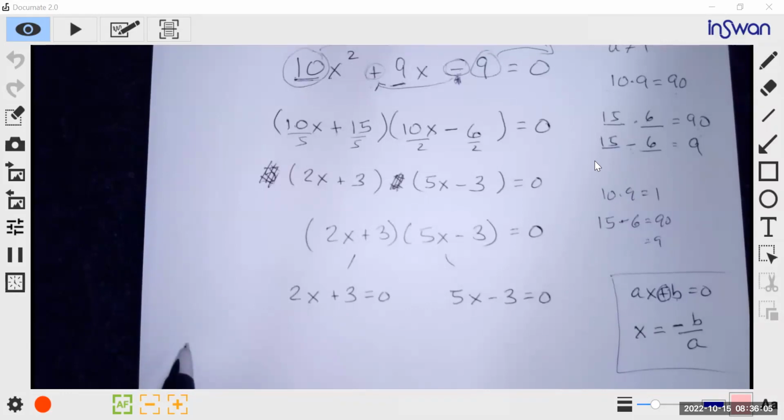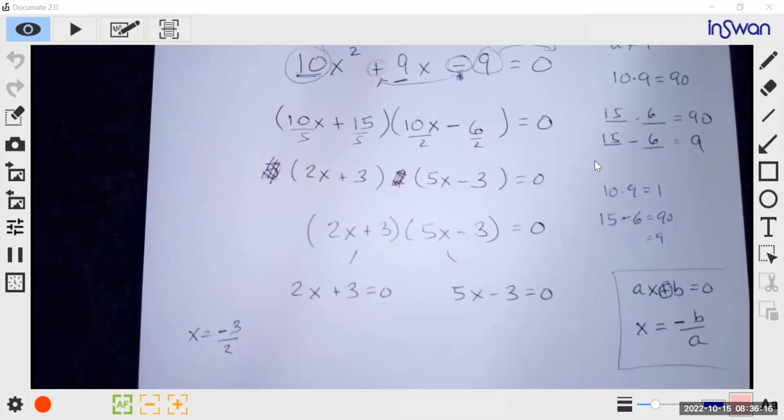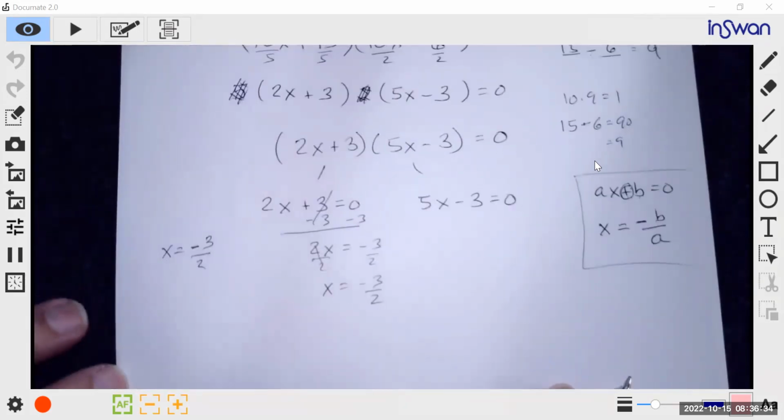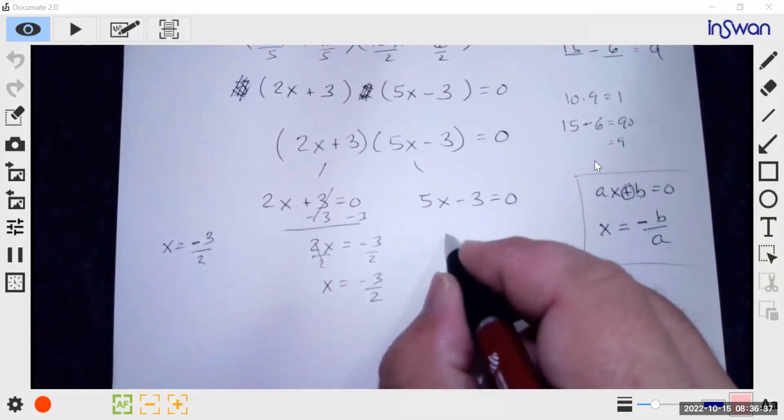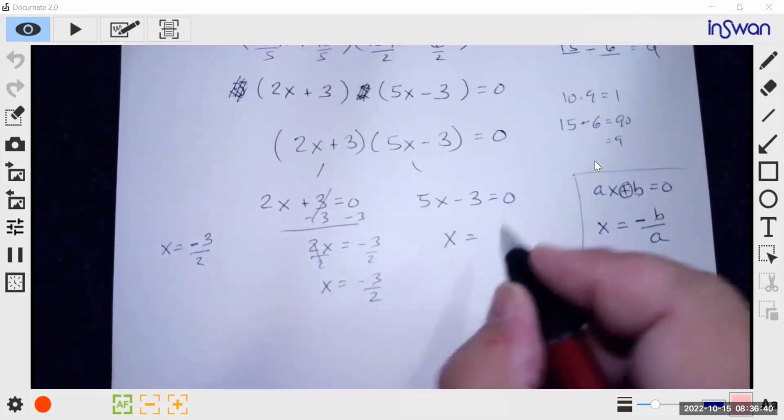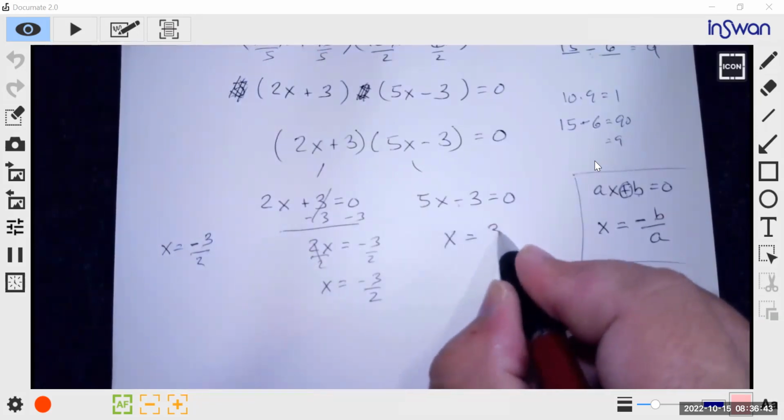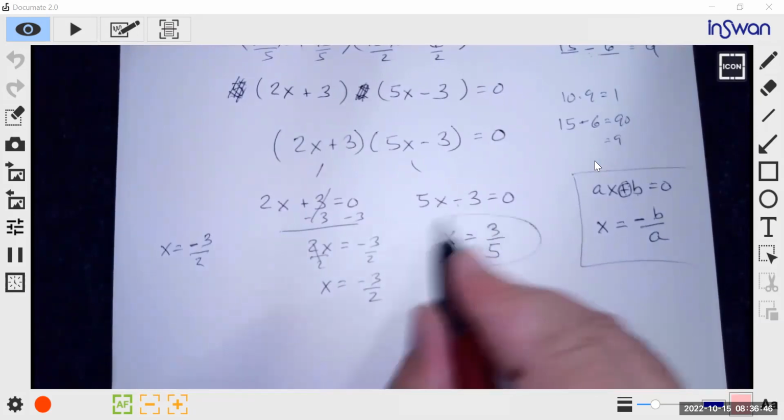So as for this one, I'm saying the answer is going to be, so that's a plus, it has to be negative, the constant over the coefficient. Let's see. Subtract 3 from both sides. There's the negative 3. And divide by 2. And there's a negative 3 over 2. So if you don't see that, then just do it the long way. Opposite sign, that'll be positive 3 over 5. These are my answers.